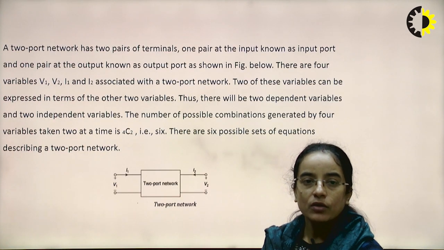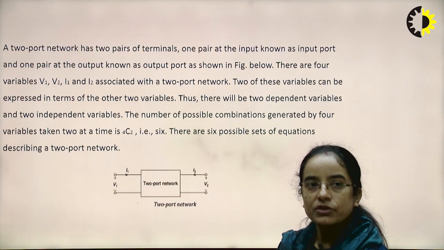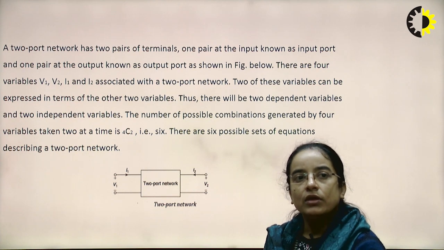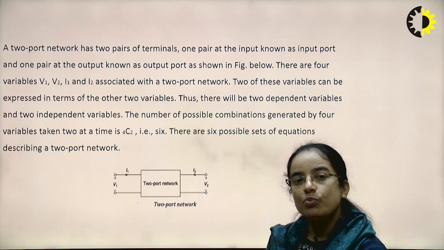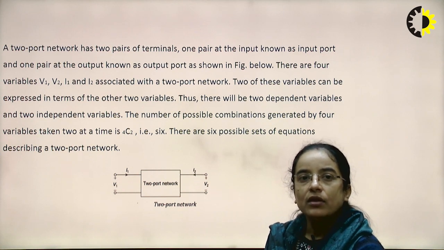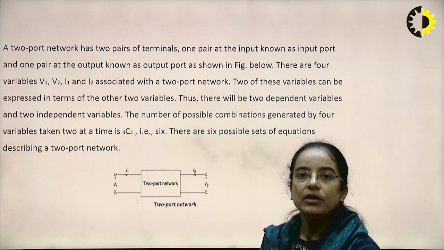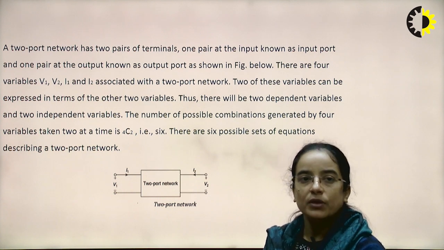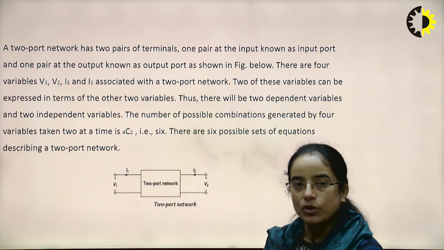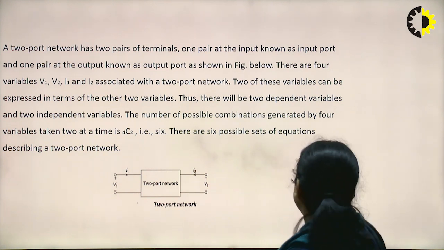Earlier also we had seen the definition of the two-port network. A two-port network has two pairs of terminals. One pair will be known as the input port and the other pair of terminals will be known as the output port, as shown in this diagram.